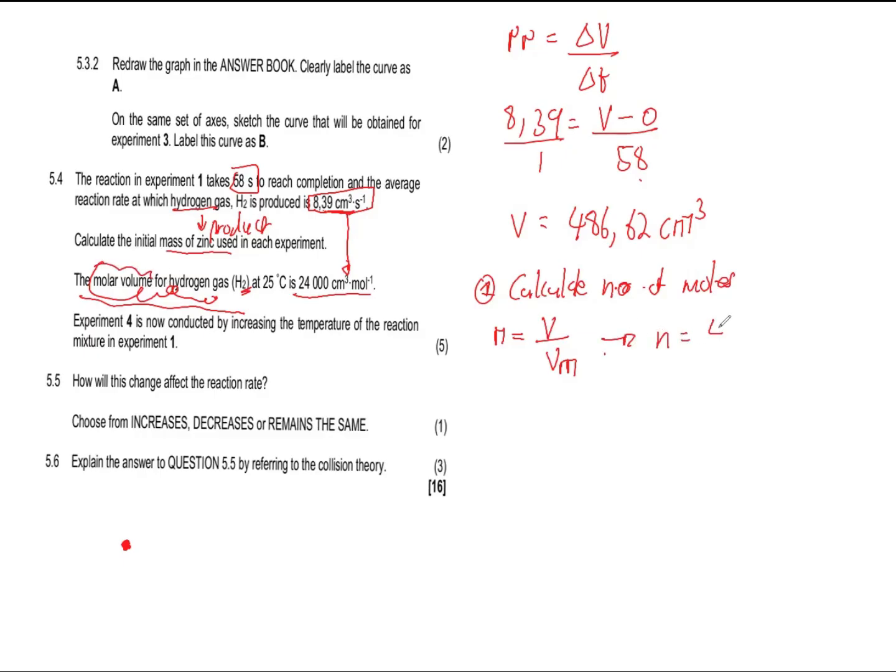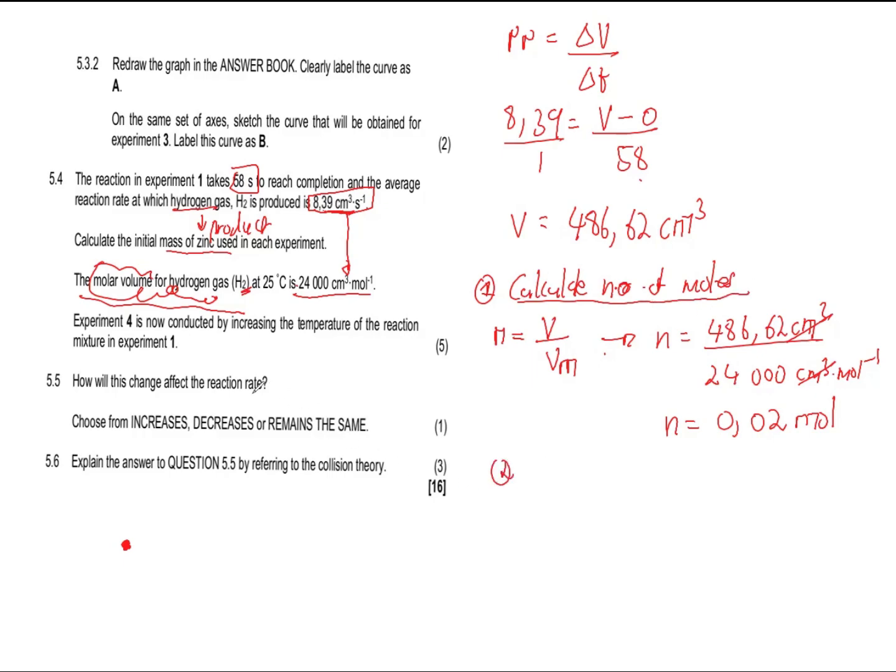n equals 486.62 centimeter cube, which will cancel out with this, so hence I'm not even converting there, over 24,000 centimeter cube per mole. So centimeter cube and centimeter cube will cancel out. And then when we divide this, what are we going to get? It's 0.02 mole. So that's the number of moles. So number 1, calculate the number of moles.